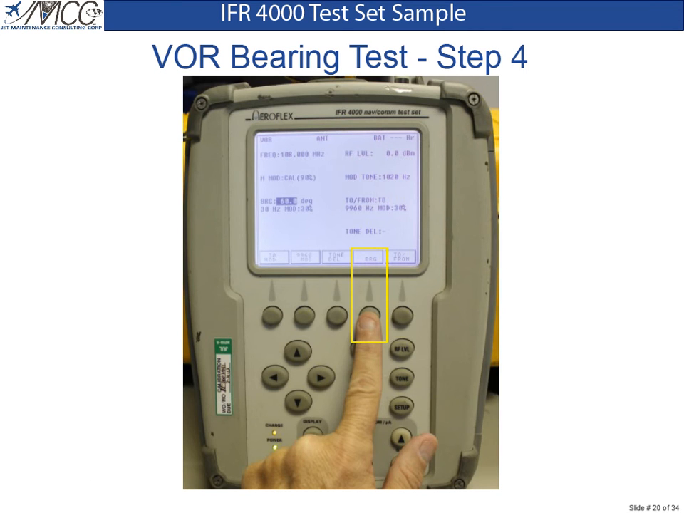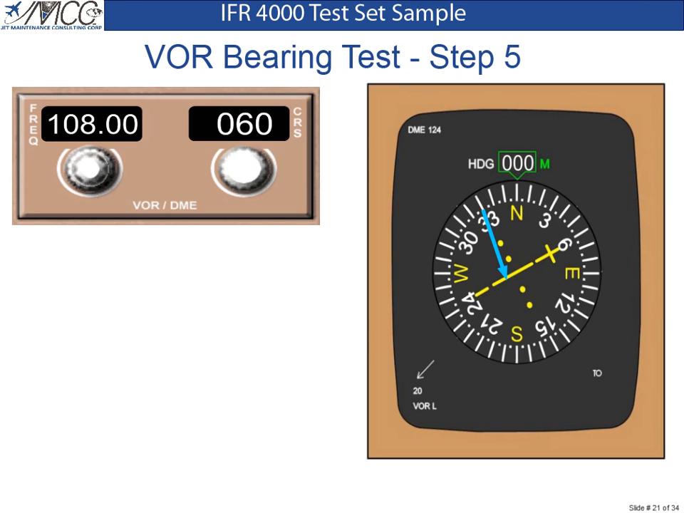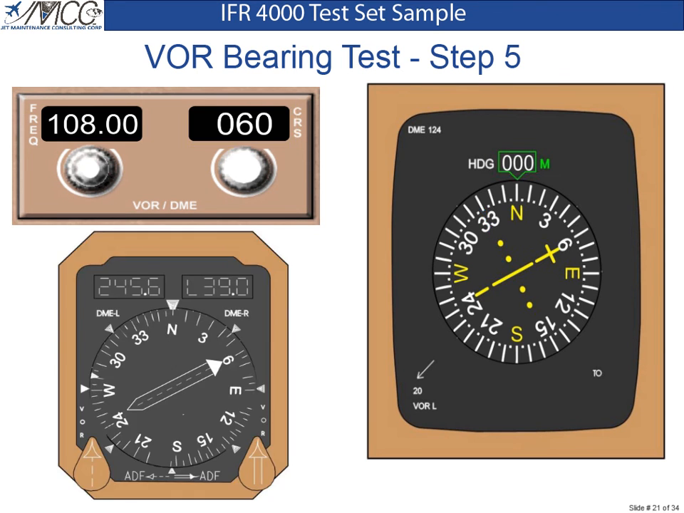Next, press the bearing soft key on the test set to display a bearing of 60 degrees. Verify the course deviation indicator on the HSI centers with the course pointer set at 60 degrees. Also, verify the VOR pointers on the RMI point to 60 degrees.